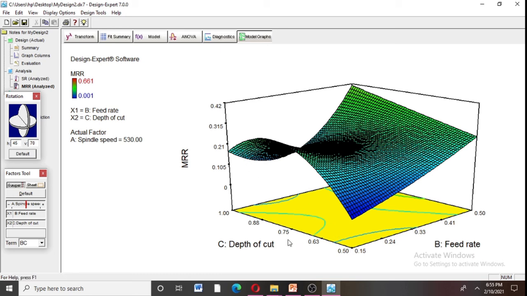so I can't choose the maximum feed rate value and the maximum depth of cut value for achieving the maximum material removal rate. The maximum feed rate is okay, but what about depth of cut? I can't choose the maximum depth of cut. I can choose the intermediate value, the medium value, that is 0.75, so that with a feed rate of 0.5 and a depth of cut of 0.75, I can achieve the maximum material removal rate.